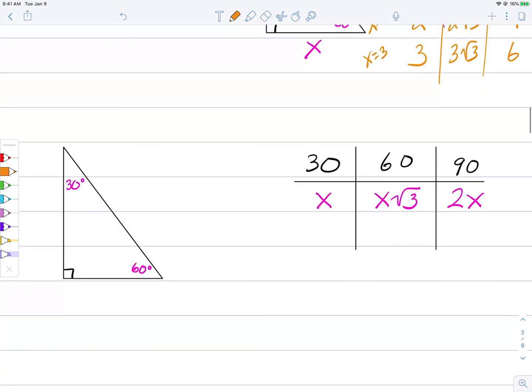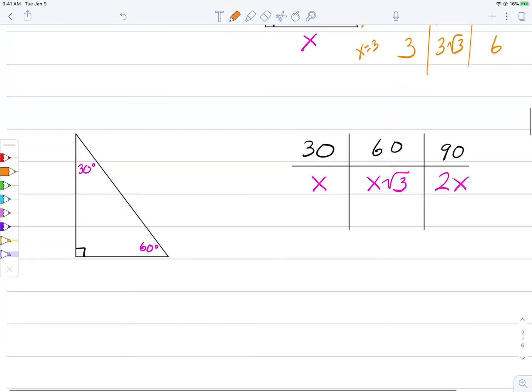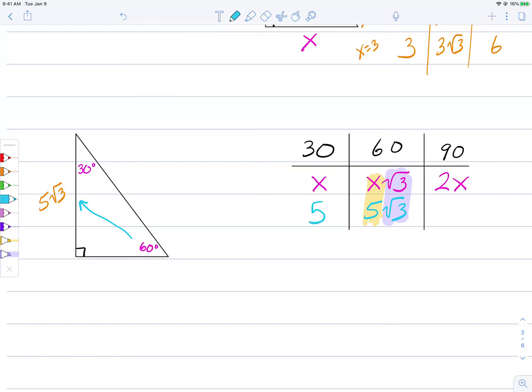So here is our triangle. And across from the 60 degree is a 5 root 3. So in my table, I'm going to put in the 60 area a 5 root 3. So our root 3's match, that's good, which means that the x value I'm looking for is a 5. So everywhere I have an x, I'm going to put a 5. So across from the 30 is just 5, and across from the 90 is 2 times 5, which gets me a length of 10. So this is a 5, and this is a 10.